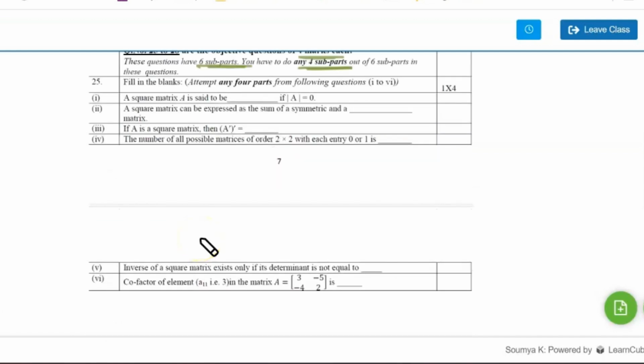Filling the blanks in this one. A square matrix is said to be blank if determinant of A is equal to 0. In that case we call it a singular matrix.